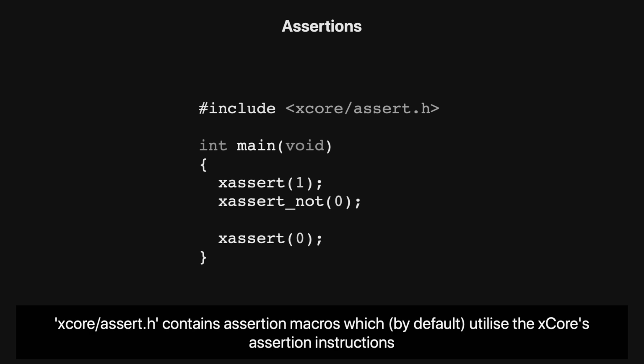We've now looked at most of the key features of libxcore, but there are other features and headers available. I'm going to quickly talk about some particularly interesting ones now. If you want more information, have a look at the libxcore documentation, which discusses these and other features in more depth. First of all, assertions.